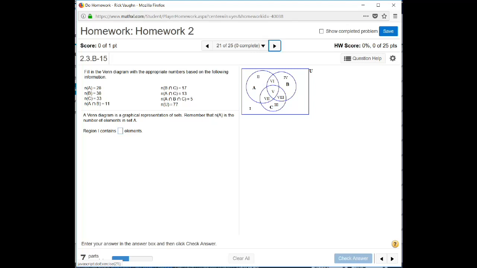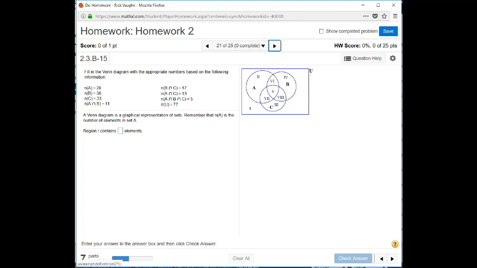Remember this one, A intersect C, which was these 2 regions, has to total 13. Now I know that this one is 5, so this one has to be 8. I'll write this down because I'll forget, and I'd encourage you to make a paper copy of this diagram as we go along as well. So we have 5 in region V, and we have 8 in region VII.